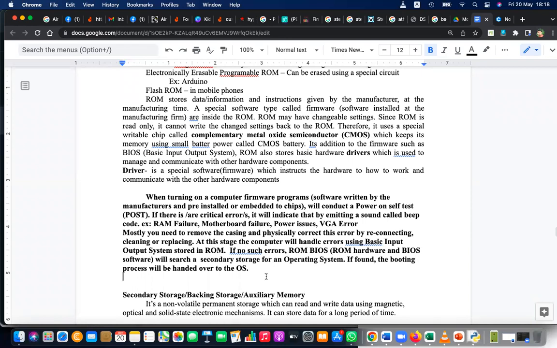Another paragraph. If it is a minor error, such as date time error, a POST code, POST means power-on self-test, will be issued.